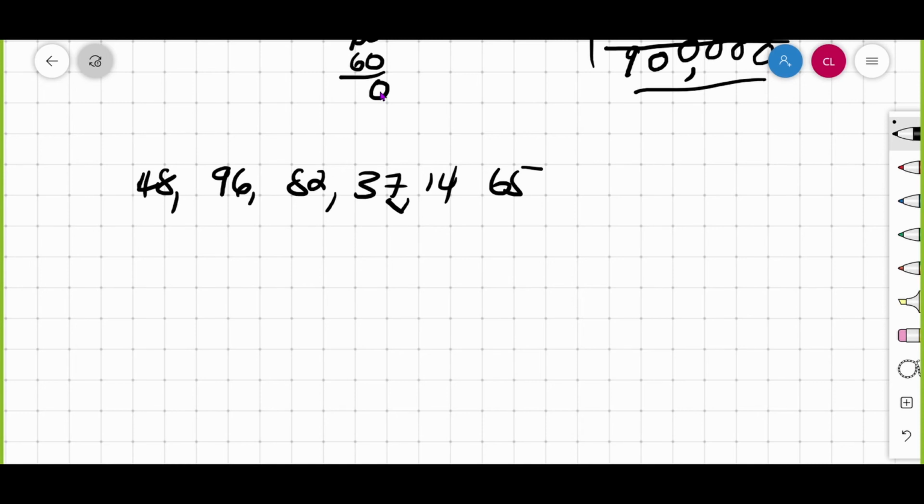How would we find the average? So 1 2 3 4 5 6. So the first innings he got this, second innings this, third innings this, fourth, fifth, and sixth. How do we know what his average run rate is? We would have to add all of these together and then divide it by 6. So let's add the 48 and the 96 and the 82 and the 37 and the 14 and 65. One of you add all of that and tell me what you get, please.